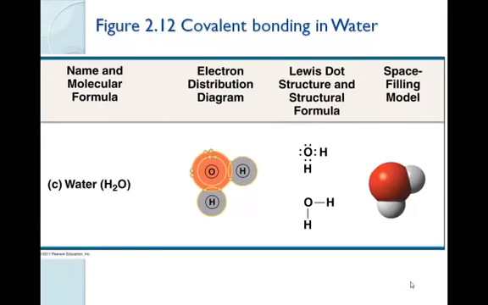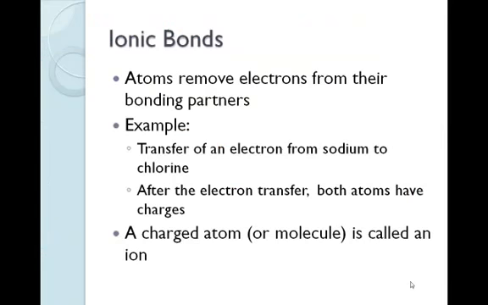This diagram shows the covalent bonds in a water molecule, H2O. A water molecule consists of 1 atom of oxygen and 2 atoms of hydrogen. Each hydrogen is sharing an electron with the oxygen. This fills the outer shells of the hydrogen, which each needs 2 electrons, and also the outer shell of the oxygen. It needs a total of 8 electrons. The shared electron pairs are shown in the electron distribution diagram and the Lewis dot structures. The structural formula shows the shared electron pairs as single lines connecting the hydrogen atoms to the oxygen atom.